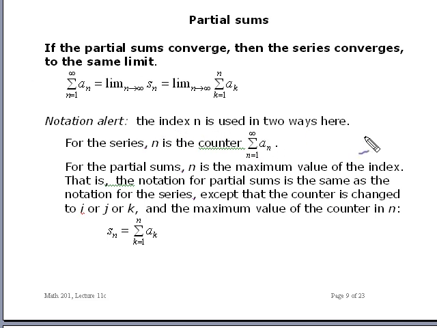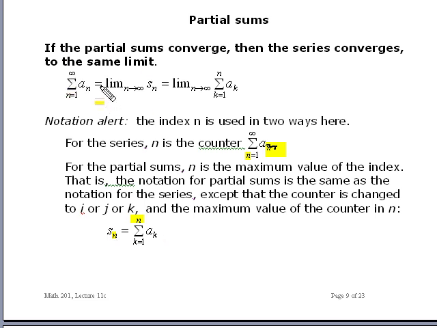The index n is used in two ways here, right? If you're just talking about the series itself, it's a counter for the terms, okay? That's all. In the partial sums, n is the counter for the partial sum, but in terms of the summation sign, it ends up at the top of the sigma as the maximum number of terms that you're going to add up to create the partial sum. So a partial sum, s sub n, is the sum of the first n terms of the series.